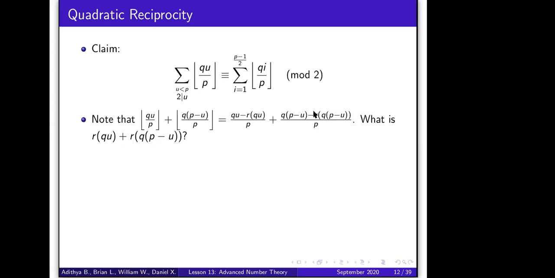So first of all, if we take a random U, we have that the floor of QU over P plus the floor of Q times P minus U over P is equal to QU minus the residue of QU over P plus Q times P minus U minus its residue all over P. This is just the exact same thing we used before. The floor is equal to X minus its residue all over P. So can anybody tell me something about the sum of the two residues? No, R is a function. R is the residue of its argument.